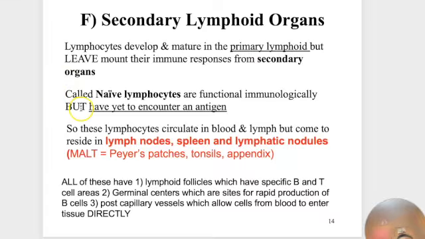Okay, the one that is immature is called a naive lymphocyte. Okay, they have yet to encounter an antigen. So these lymphocytes will circulate in the blood and the lymph, but then they come to reside in the lymph node, the spleen, and the lymphatic nodules, okay, MALT, look up where that is. Okay, Peyer's patch is around your abdomen. Okay, MALT is another word for mucosa-associated lymphoid tissue.